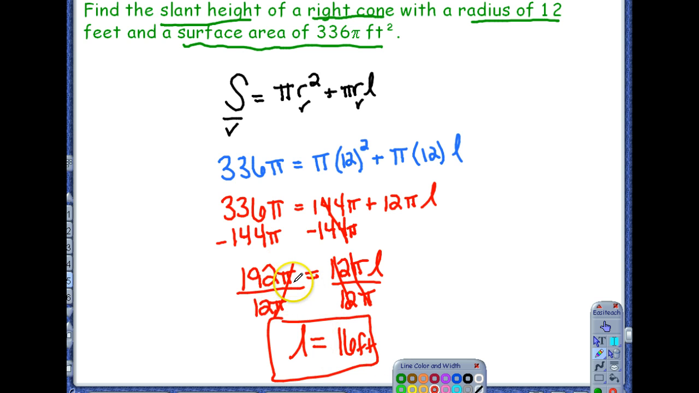Notice that we didn't really have to do much work with pi on this problem, as long as you know how to combine like terms and know how to, when you're dividing, cancel those pieces that are common in both the numerator and denominator. And guys, this is something you could check. You could go back and put 16 back in for the slant height and see, does it end up getting your 336 pi? We're not going to check it right now, but if I put the 16 here and type that all in my calculator, it should give me my 336 pi. Perfect.